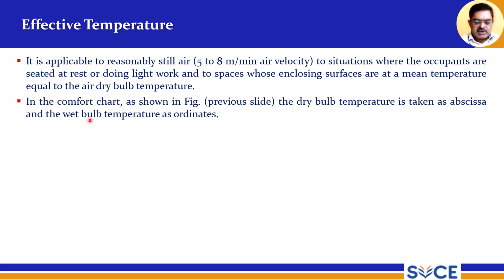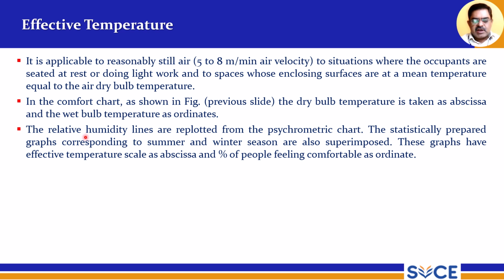In the comfort chart, as we have seen in the earlier slide, the dry bulb temperature is taken as abscissa and the wet bulb temperature as ordinate. The relative humidity, that is RH lines, are replotted from the psychrometric chart, so the psychrometric chart is taken into account here. The statistically prepared graphs corresponding to summer and winter seasons are also superimposed. These graphs have effective temperature scale as abscissa and percentage of people feeling comfortable as ordinate.